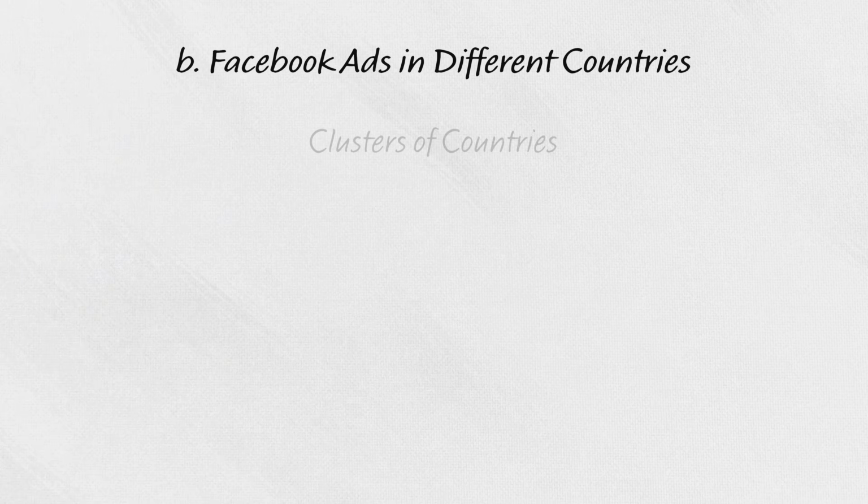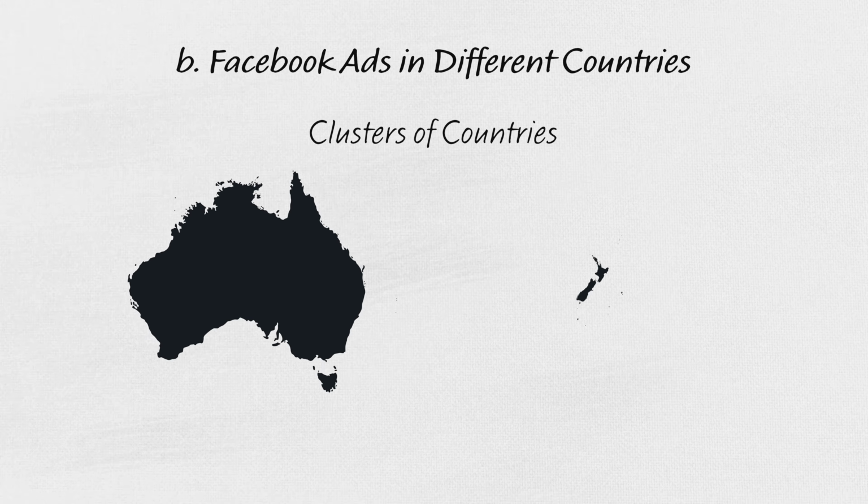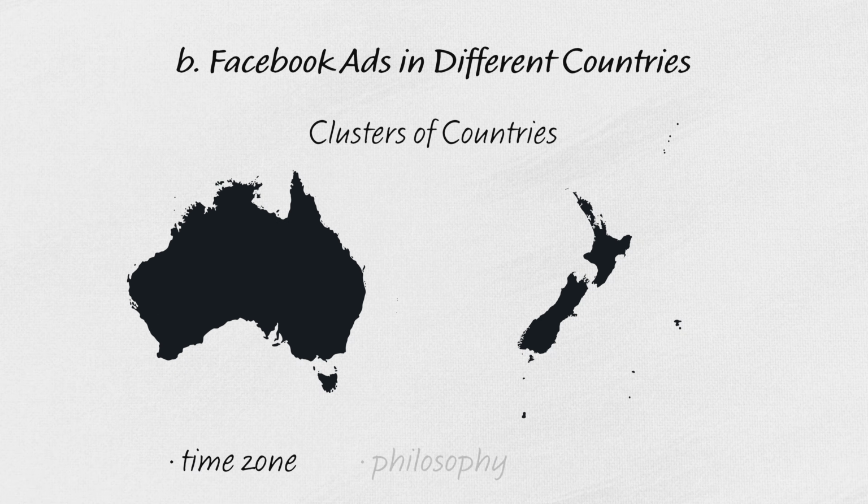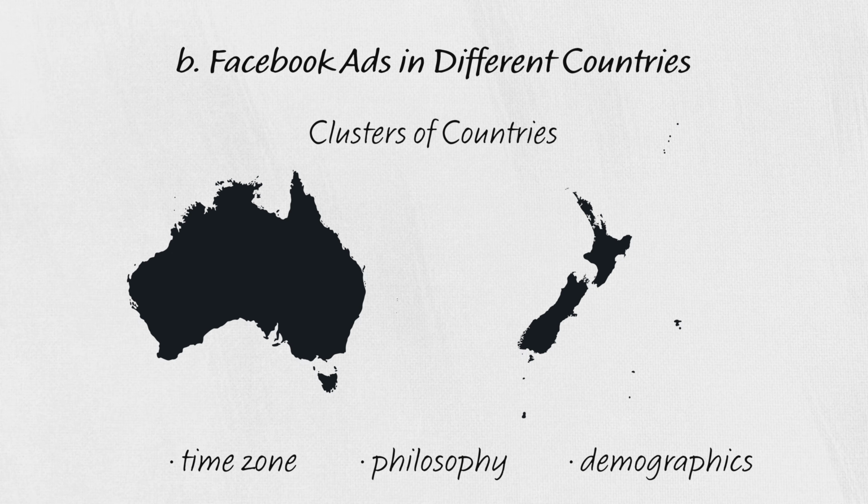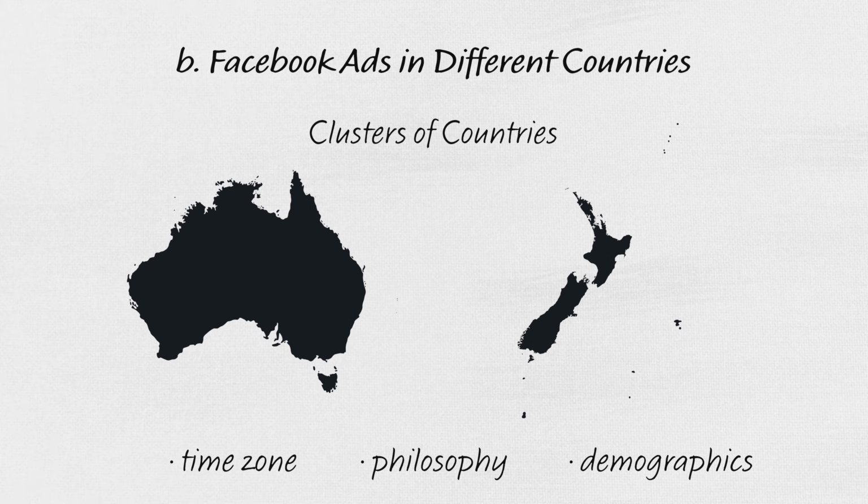Now, in theory, the previous way is the most correct one. Why? Because you have the time zone, the currency, everything. Now, the other thing that you can do in order to run it in a decent way is to do clusters. What kind of clusters? Clusters of countries like Australia and New Zealand: same time zone, same philosophy, same demographics. So the pixel that you're going to have in these two countries is going to get trained to the avatar of these people.